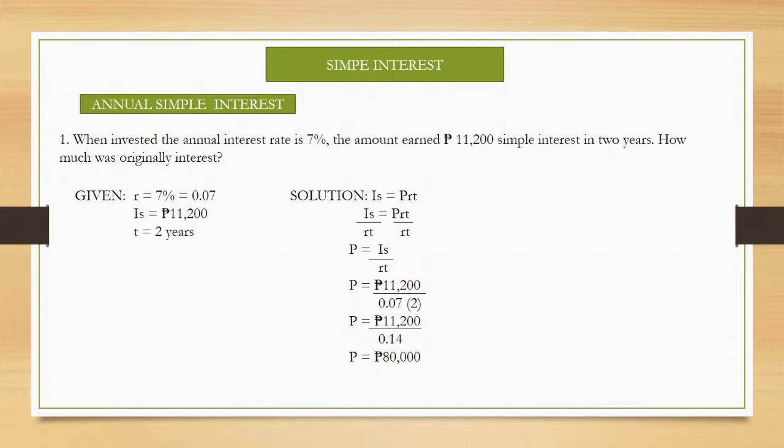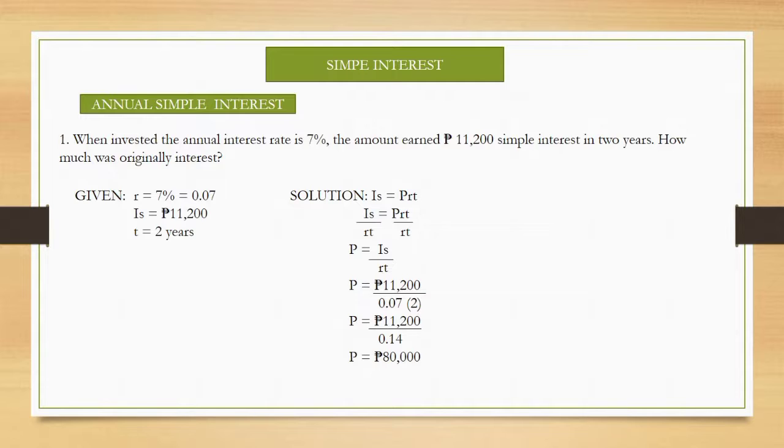An annual simple interest. Number 1. When invested, the annual interest rate is 7%. The amount earned is 11,200 pesos in simple interest in 2 years. How much was the original principal? So, the unknown here or the question is, magkano yung principal?